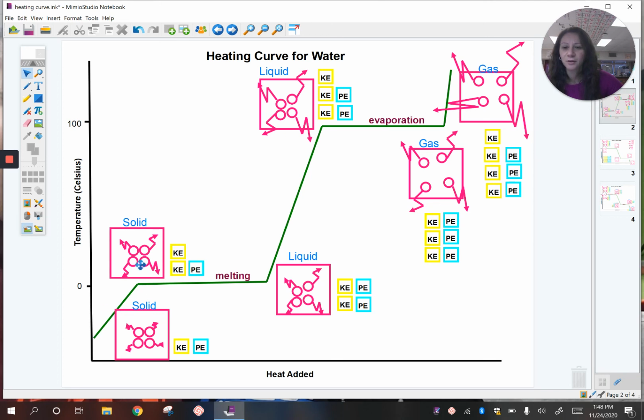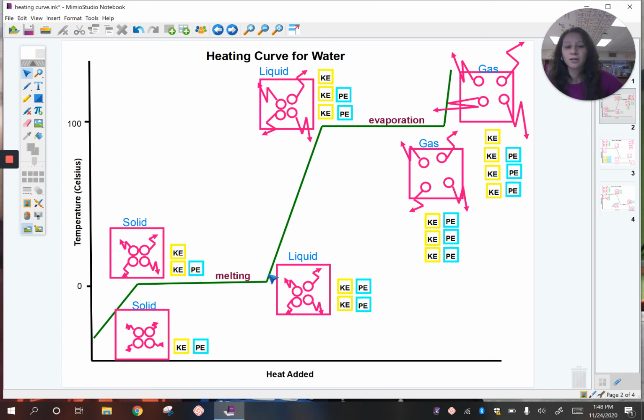As I go from solid at 0 to liquid at 0, I've changed the position of the particles, so my potential energy increased. So along this line, there's increased potential energy, so I put another box there. But my kinetic energy is the same. I can tell that because my temperature remains the same. So speed remains the same, but position of the particles changes.